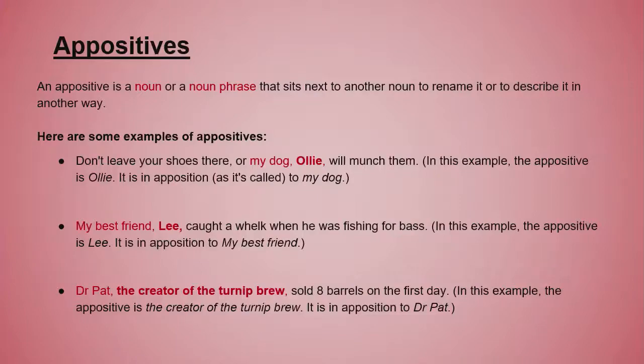My best friend Lee caught a whelk when he was fishing for bass. In this example, the appositive is Lee. It is in apposition to my best friend. Dr. Pat, the creator of the turnip brew, sold 8 barrels on the first day. In this example, the appositive is the creator of the turnip brew, and it's in apposition to Dr. Pat. This question might not count a lot of marks. You might have to just give a description of what an appositive is and give one example to make sure that you understand clearly what it is.